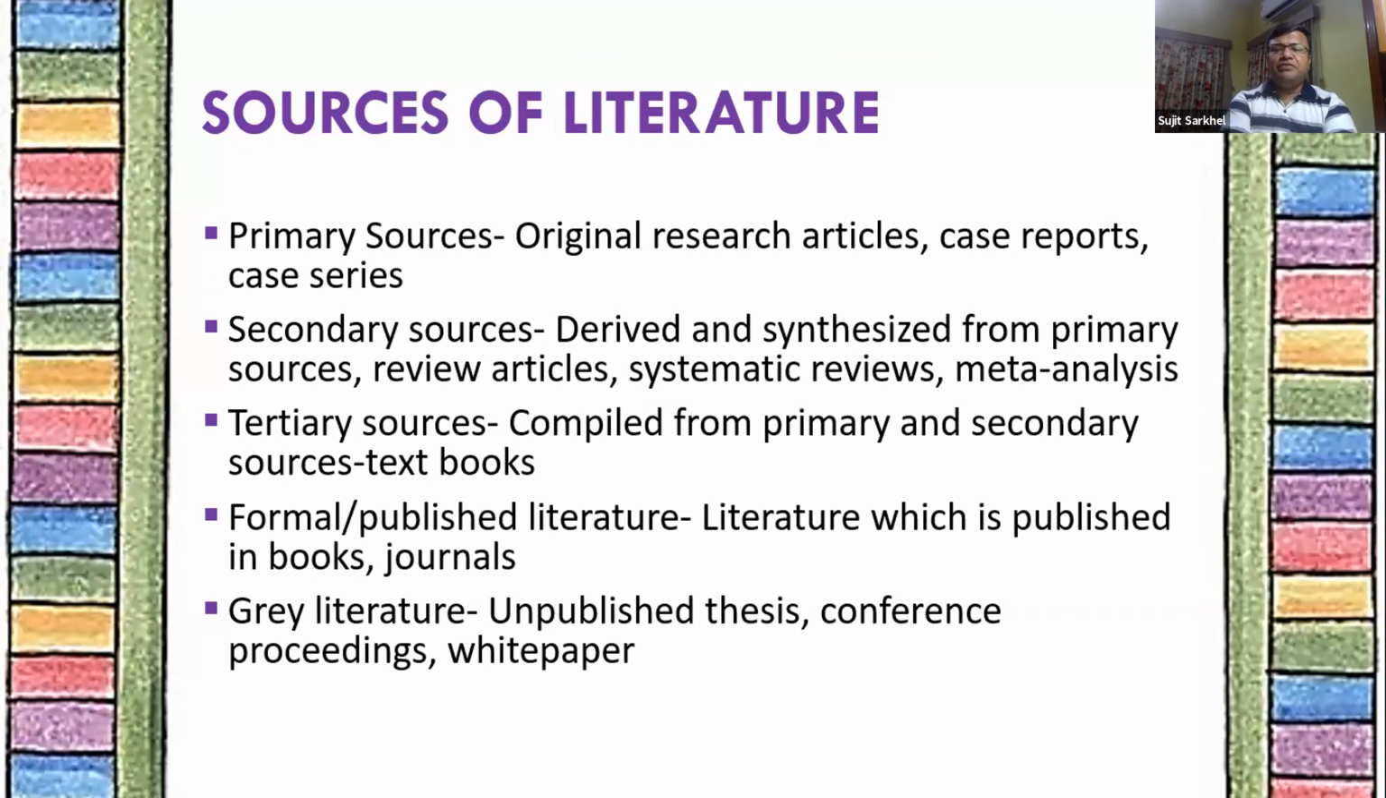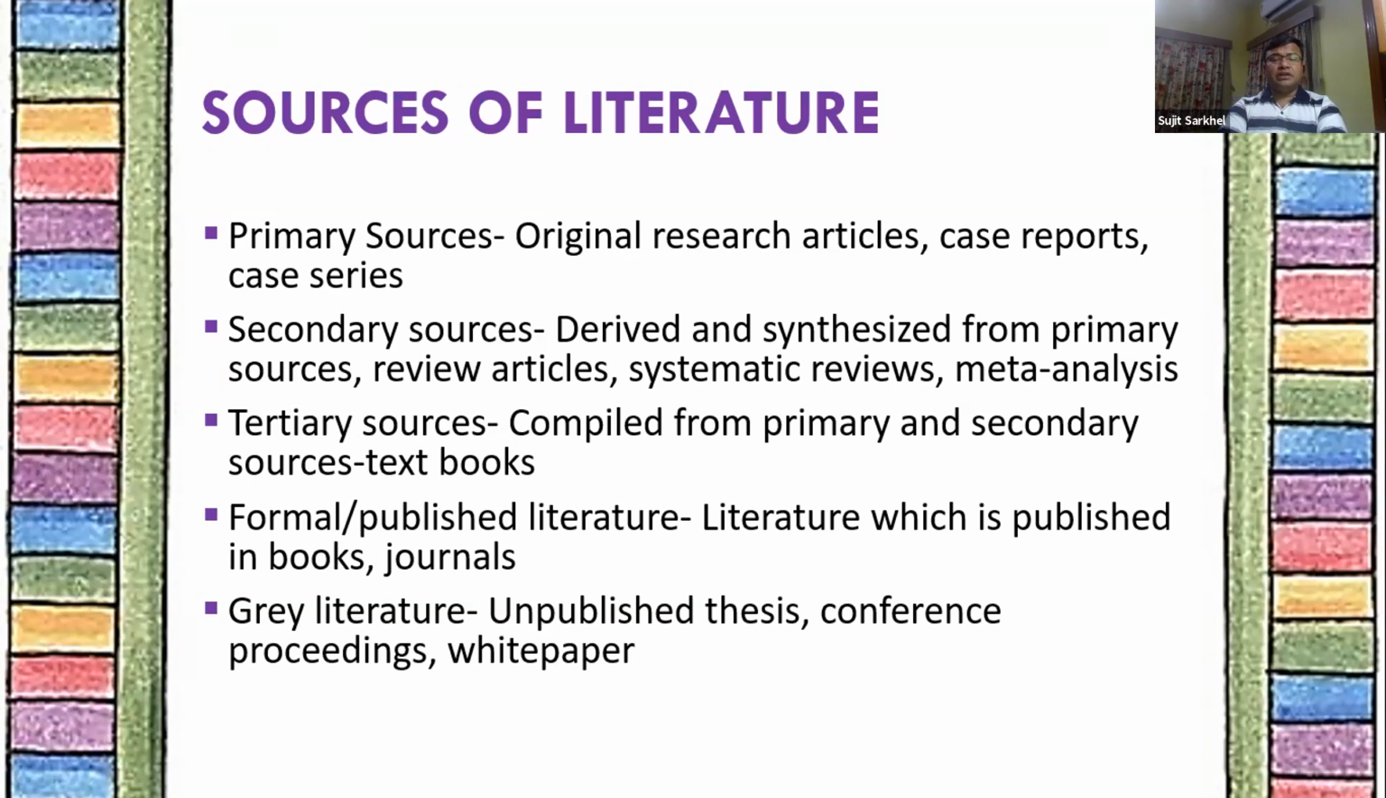So first, I'll briefly mention what are the sources of literature. There can be the primary sources, usually original articles, case reports, case series. Secondary sources, which are literature derived from the primary sources, like review articles, meta-analyses, systematic reviews. Tertiary sources mainly consist of textbooks and other compiled material like encyclopedias. Then we also have formal or published literature, which is published either in books or in journals. And you have gray literature.